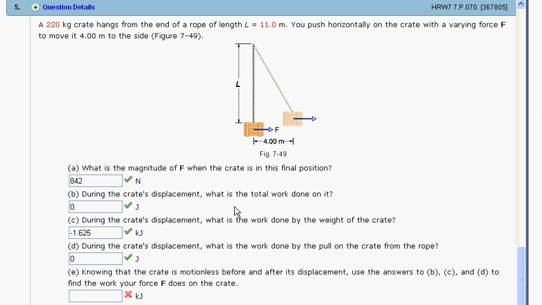Okay. Now, knowing that the crate is motionless before and after its displacement, use the answers to B, C, and D to find the work your force F does on the crate. So, total work done on the crate is 0. Work done by the weight is this. Work done by the pull from the rope is 0. So, what's the work done by your applied force?